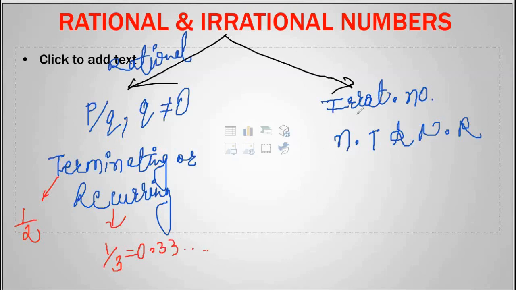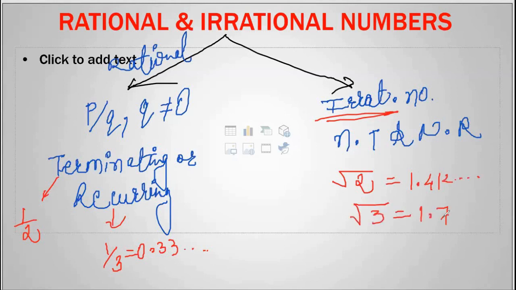For an irrational number, let's say the example is root of 2. The value of root of 2 is 1.4128, and so on and so forth. Root of 3, 1.7328 something something. This will never terminate, as well as this will never recur. Value of pi, 3.1428 something something.